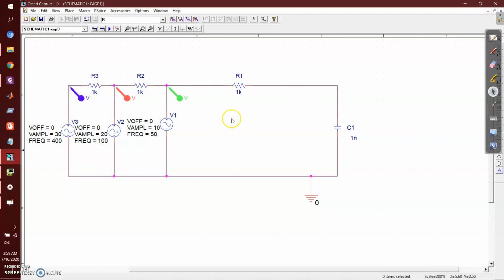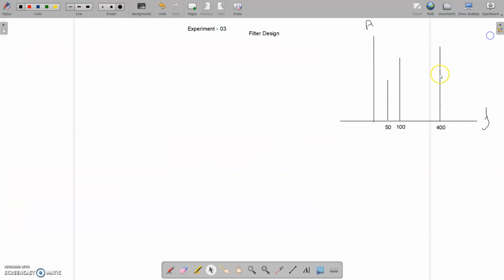Now say in the output side, here we are getting the output. In the output side, I don't want all these three frequencies. I want a specific one. Okay, for example, say I want only 400 hertz, this one. I don't want this one in the output. So what can I do? I need to cut this portion out. I need to isolate this portion. So it's like I want only this side. I want only this portion, not this one, not this one. How can we do that?